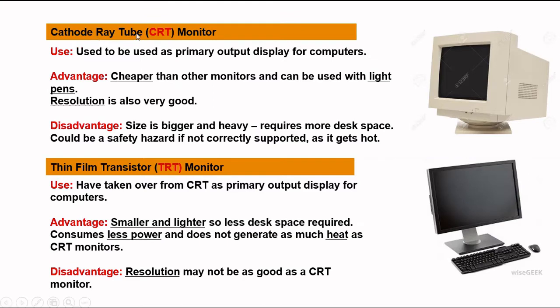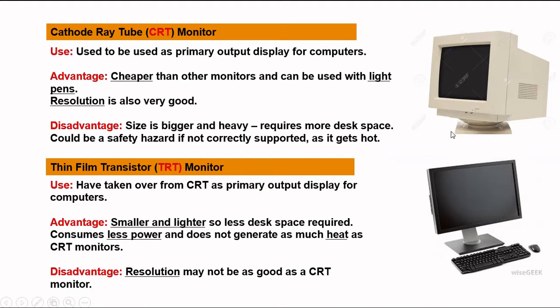The CRT or the cathode ray tube monitor was used for primary output display of computers in the past. It used to be very common during the time computers were invented and introduced inside the house. They are cheaper than other monitors and you can use them with a light pen and resolution is good. But as you can see, because they have a big back side, the size is much bigger, heavier and requires a lot of space on the desk, and they also used to generate a lot of heat.